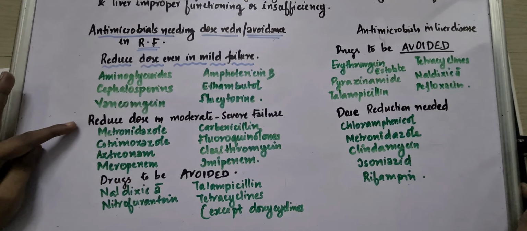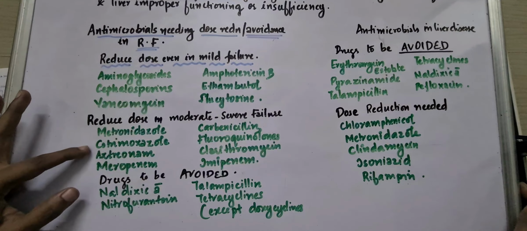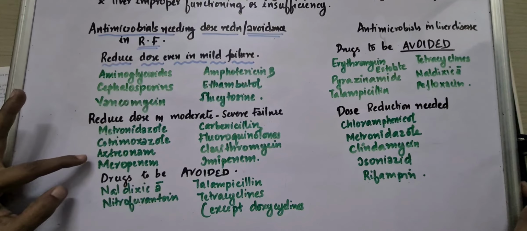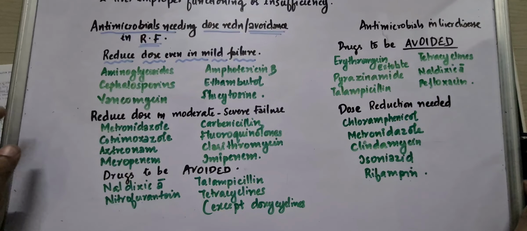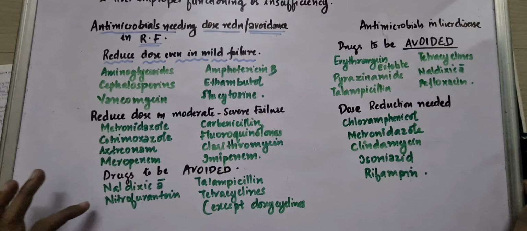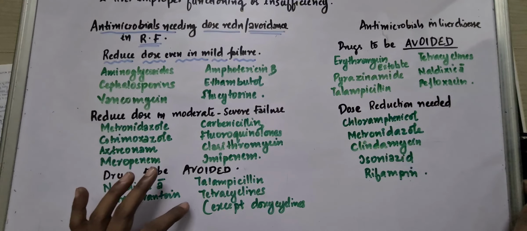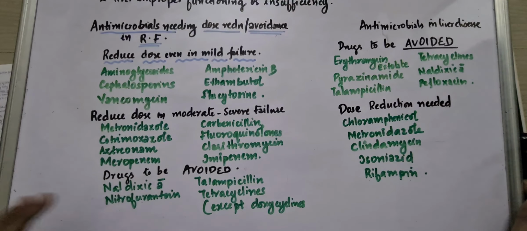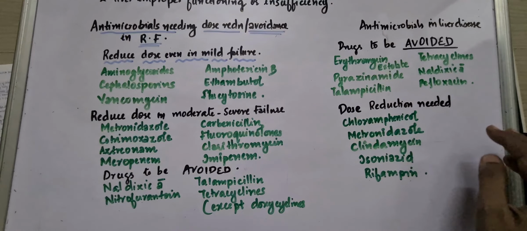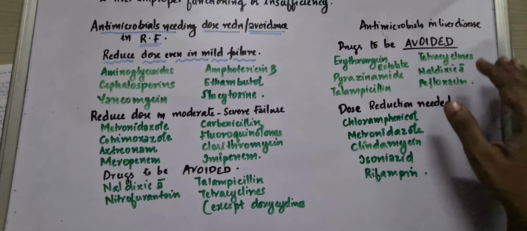Drugs which need dose reduction in moderate to severe failure. They are metronidazole, cotrimoxazole, aztreonam, meropenem, carbenicillin, fluoroquinolones, clarithromycin, imipenem. And the drugs that need to be avoided if the patient is having renal failure are nalidixic acid, nitrofurantoin, talampicillin, tetracycline. Exception is doxycycline.